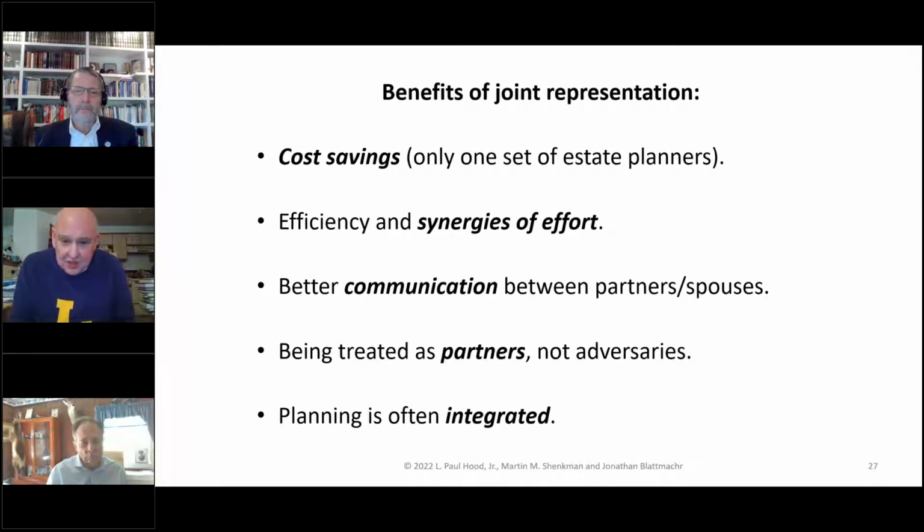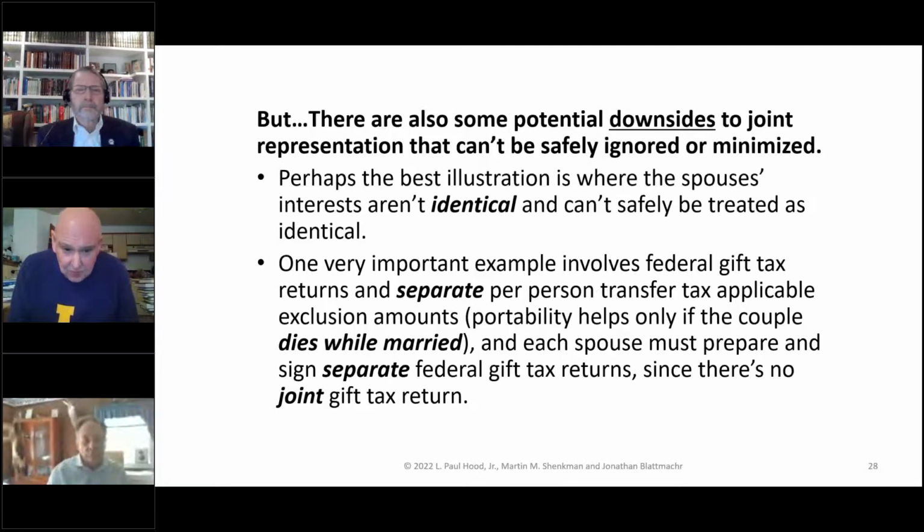As I mentioned, joint representation has a number of benefits. Cost savings. You've got synergies. You've got people being treated as partners rather than as potential adversaries. And then you've got the integration that joint representation often brings. But with the benefits come some downsides. You can move the slide, Marty. I think one of the biggest is this: there are situations where the spouses' interests aren't identical and they can't be safely treated that way.